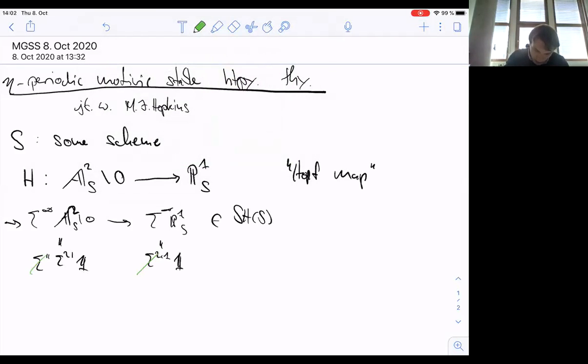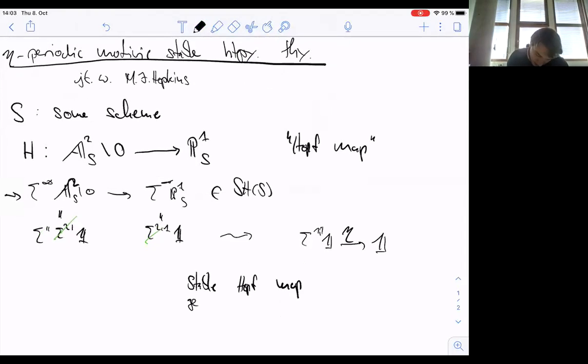Oops, no, that's not what I'm supposed to do. I'm supposed to cancel off the (2,1) suspensions. Then I obtain a map which goes from the (1,1) sphere to the sphere, and this we denote by eta. This is what's called the stable Hopf map. Some people might say geometric, to distinguish it from the thing which just comes from classical topology and goes from the usual one sphere, not the (1,1) sphere. Maybe sometimes called the Hopf element, whatever.